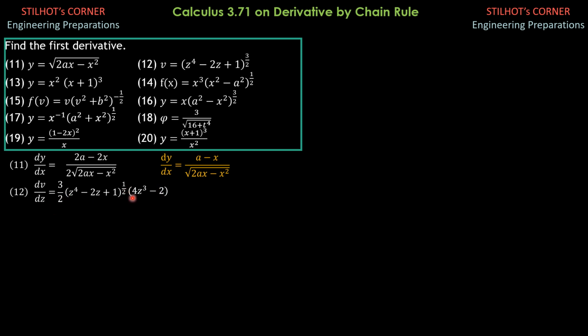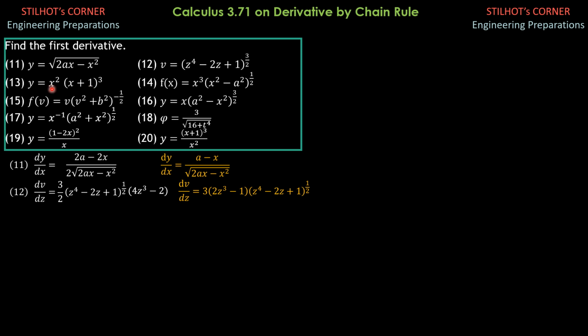So the final answer is dv/dz is 3 times 2z cubed minus 1. This becomes 2z cubed minus 1 times the quantity z to the fourth minus 2z plus 1 to the 1 half. So dv/dz is 3 times the quantity 2z cubed minus 1 times the quantity z to the fourth minus 2z plus 1 to the 1 half. Then number 13, this is the derivative by product rule.